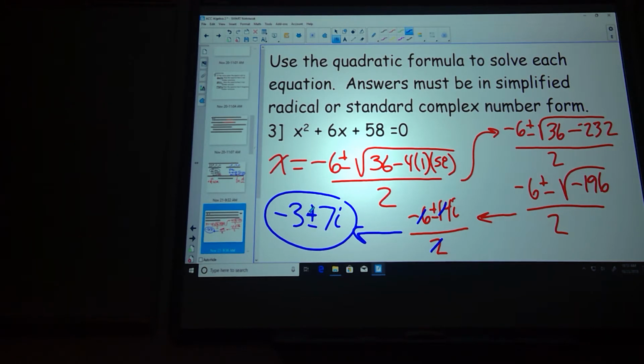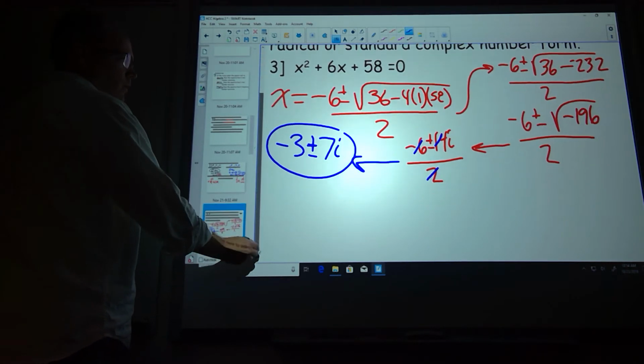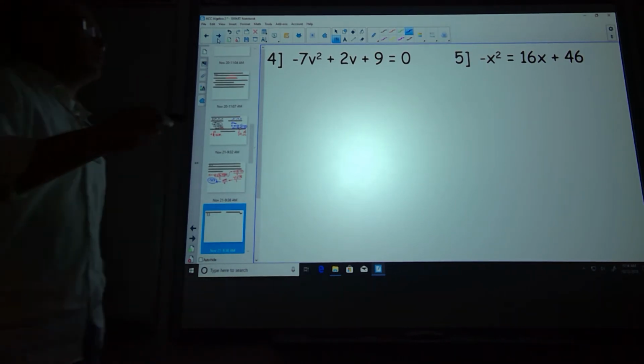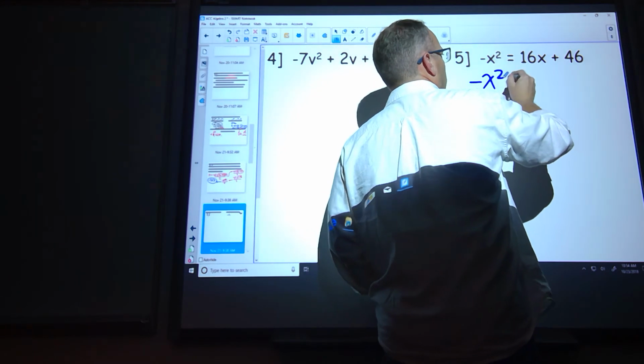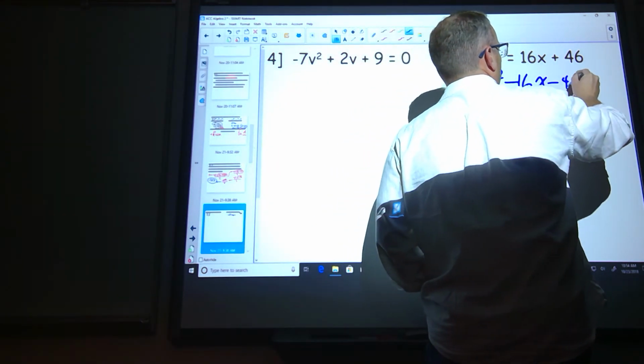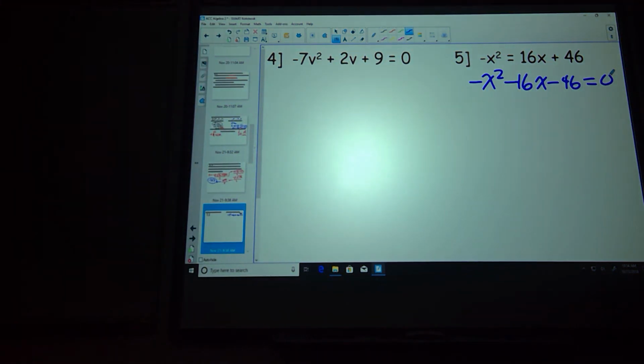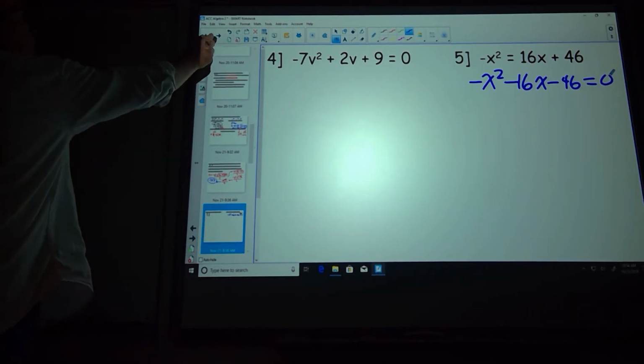How far am I? Am I almost there? Yeah. All right. Does anyone need me to go through this one here? Make sure you plug into this. Make it to 0. Have you all used the quadratic formula before? Do I need to walk through them? No. Anybody? We're good? All right.